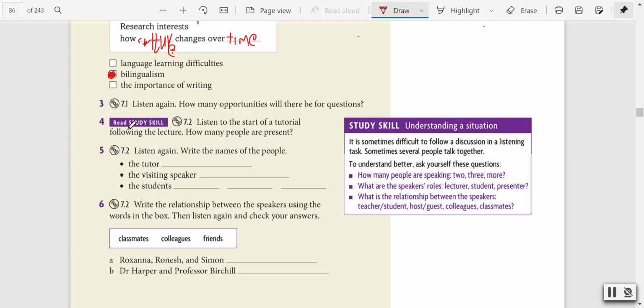And in here in exercise number 4, before reading this we have a study skill box which belongs to this one about understanding a situation. It is sometimes difficult to follow a discussion in a listening task. Sometimes several people talk together. To understand better, ask yourself these questions.